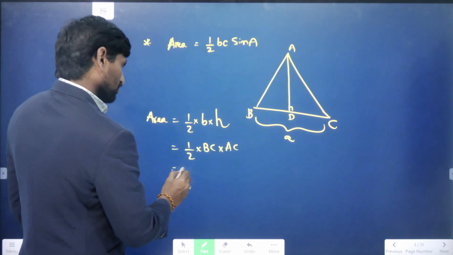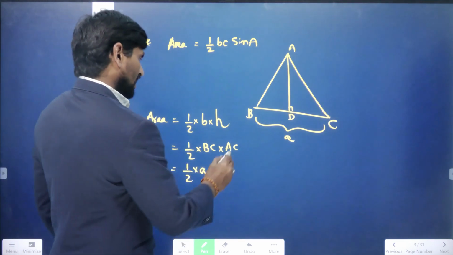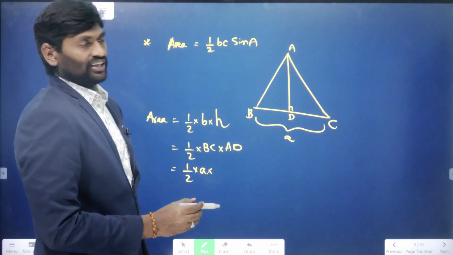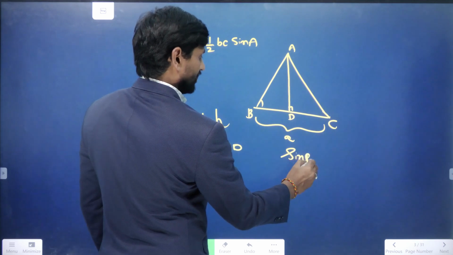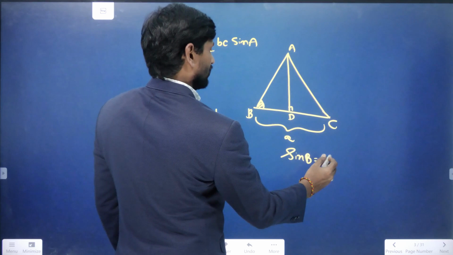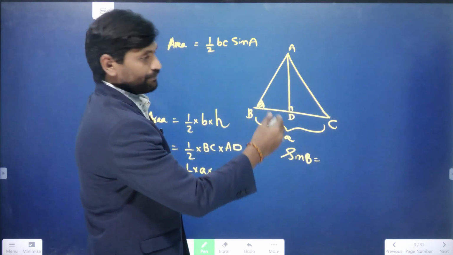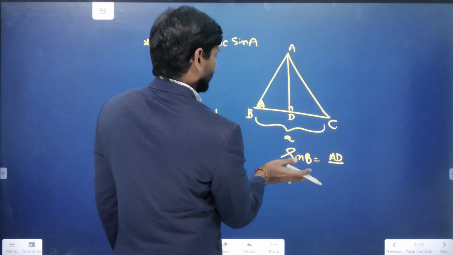So that is equal to half BC. In the place of BC, I can write small a, and in the place of AD I am using sin B. Sin B is equal to opposite side by hypotenuse. Opposite side means AD. AD by A.